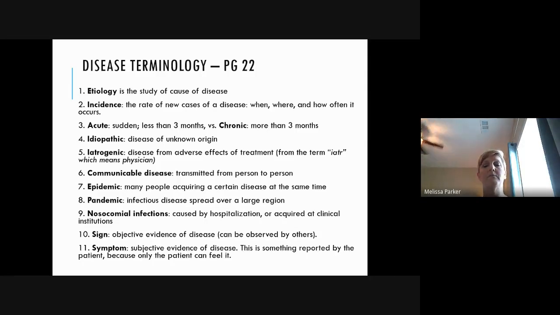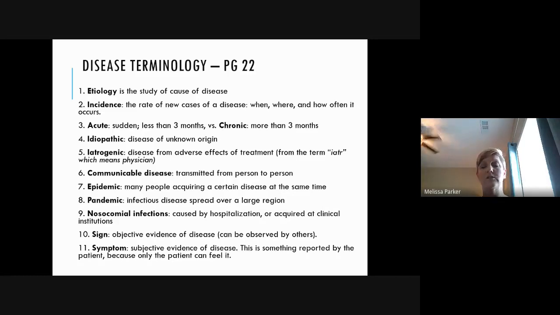Then there's a term called idiopathic. So idiopathic means we don't really understand where the disease comes from. So for example, type 1 diabetes, we don't really understand for sure how it happens, certain people are more predisposed to it than others. And so if we don't know what the cause is, then we would say that it's idiopathic.